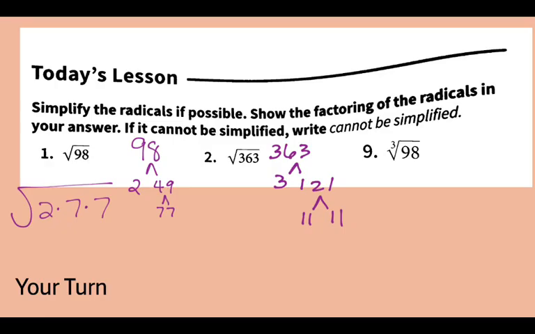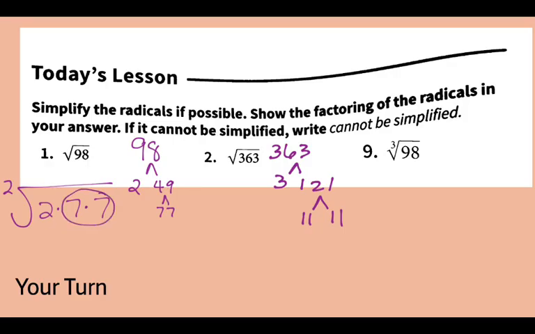All right. Am I going to circle doubles, triples, quadruples? What am I going to circle? JD, why am I circling doubles? Because it's a square root. All right. Ashton, of 2, 7, and 7, what are the doubles? 7 and 7. Okay.